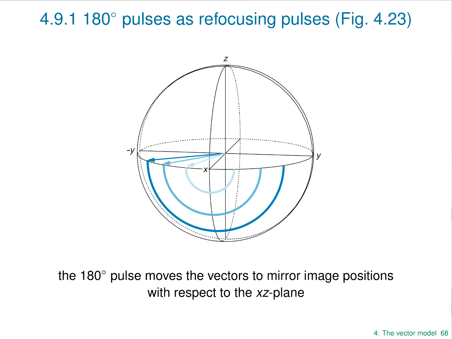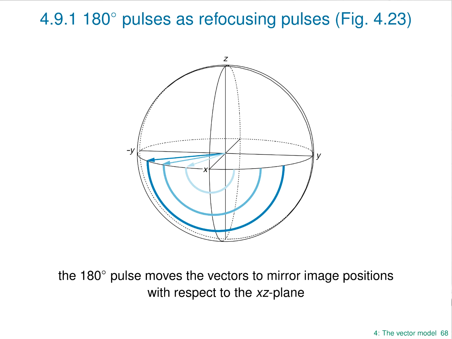And in fact, what we're going to show a little bit more carefully in a minute is that what this 180-degree pulse does is it puts the vector in a mirror image position with respect to the XZ plane. So if you think about the starting position and the ending position, they are mirror images with respect to the XZ plane. So the effect of this 180-degree pulse is to move the magnetization vector to a mirror image position with respect to the XZ plane.